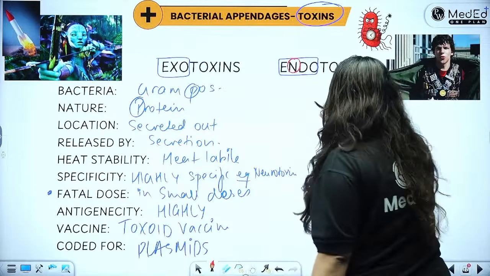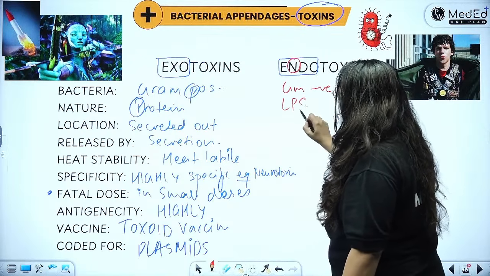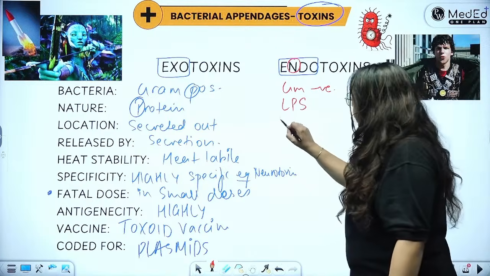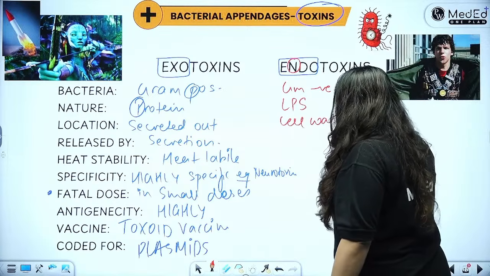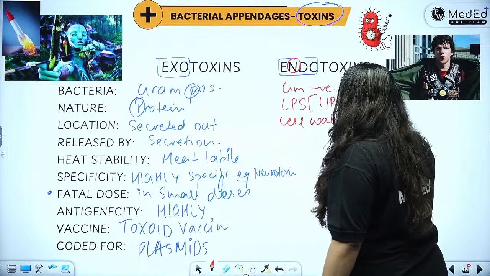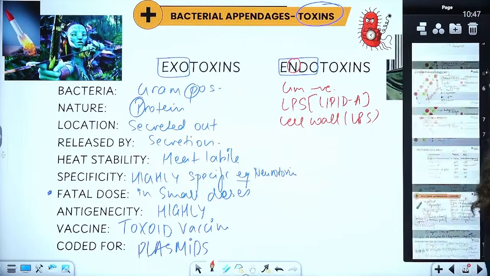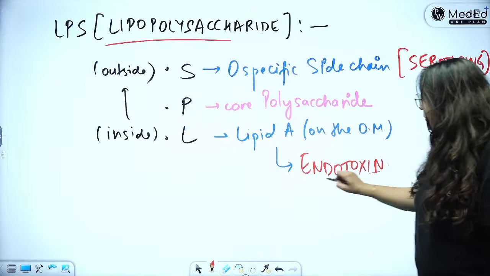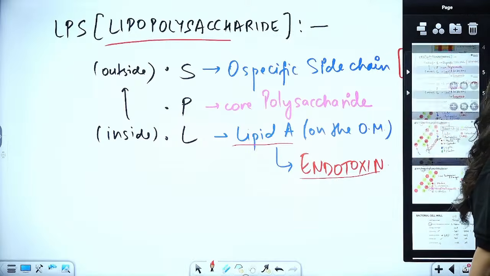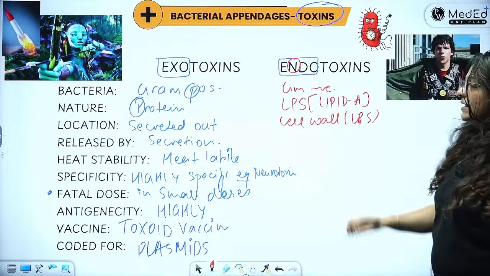So endotoxins are definitely released by the gram-negative bacteria, and they are present in the lipopolysaccharide. So the nature is lipopolysaccharide. They are present in the cell wall of the bacteria in the lipopolysaccharide layer. What was the layer? It was lipid A. I had told you that lipid A is the endotoxin of a bacteria. So what is the nature? It is the lipid A. Where are they present? They are present in the lipopolysaccharide layer of the cell wall.